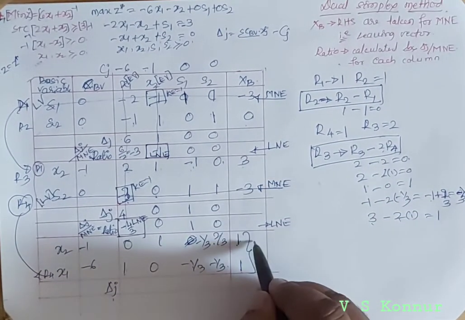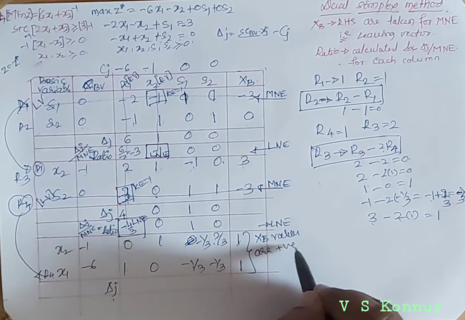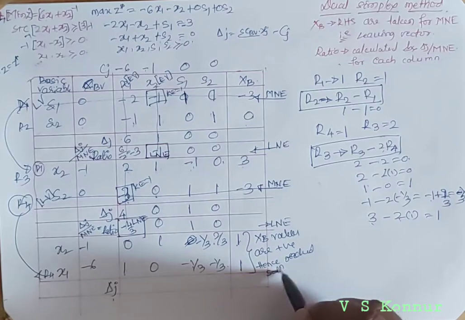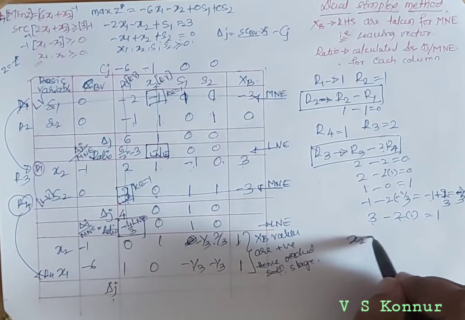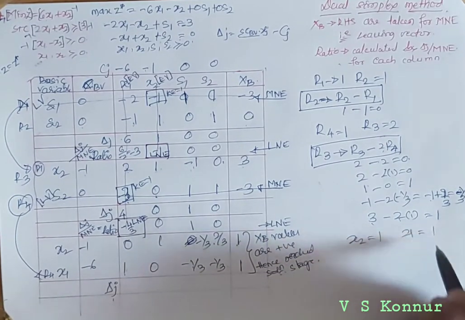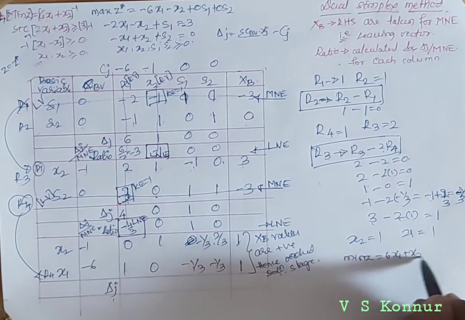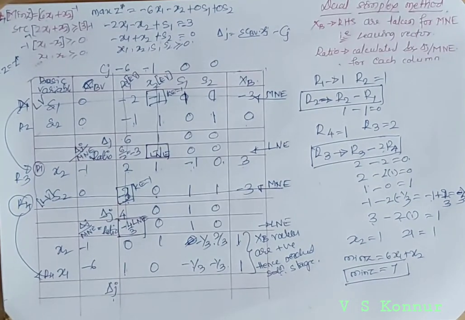Now all the xb values are positive, hence we have reached the solution stage. Even if you do not calculate delta z, it is okay because it depends upon the xb value. Xb values are positive, hence it reached a solution stage. Now you will get x2 is equal to 1, x1 is equal to 1. Put this value in the minimization of z is equal to 6x1 plus x2. So that is equal to 6 plus 1, 7. We will get minimization of z is equal to 7.